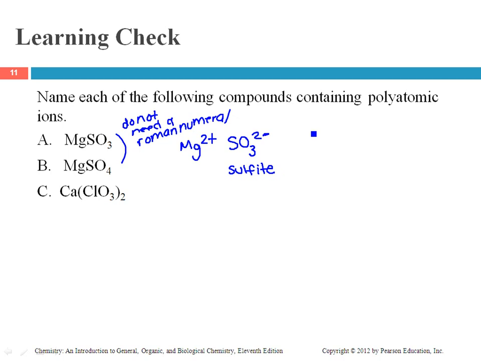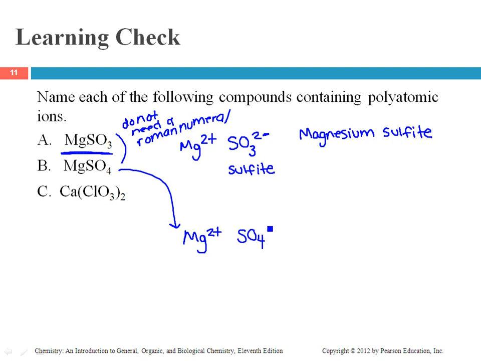We know that Mg is magnesium. You would look on your periodic table to find this. Then we have SO3 2-, and we see why we only have 1 atom of each, because our charges already cancel, so this explains our formula. Because we have no Roman numeral, all we would write is magnesium sulfite. For B, we've got magnesium, but this time we have sulfate, so we have SO4 2-.